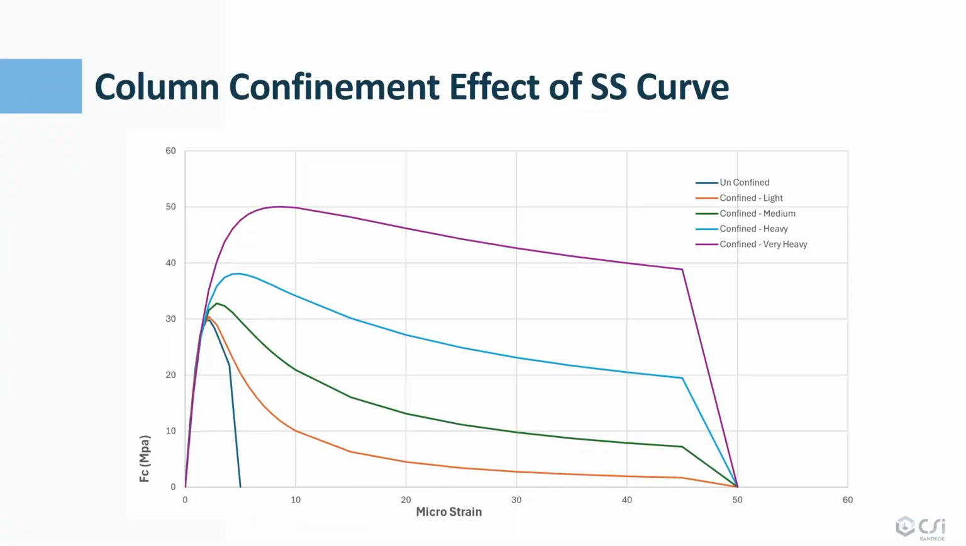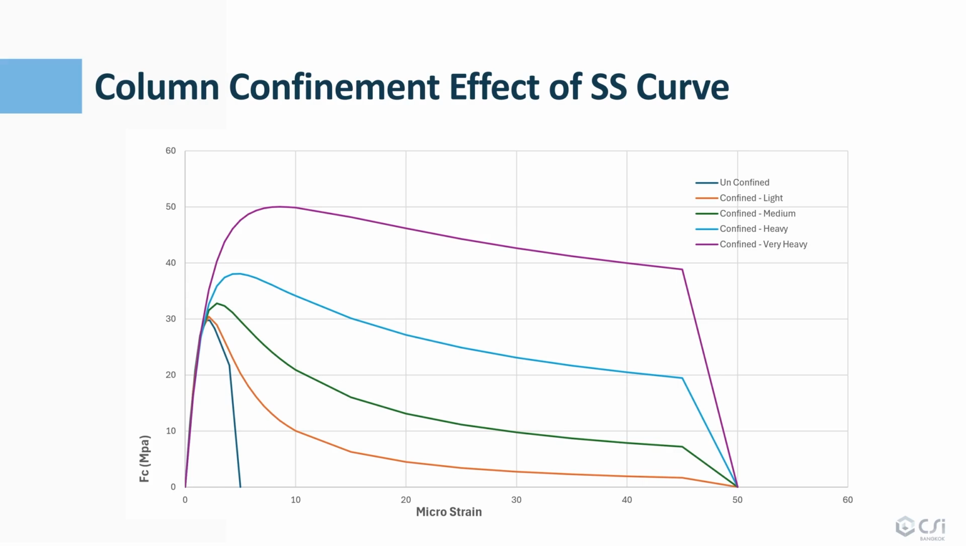So now we can see here the confined column, unconfined, light, heavy, very heavy. You can actually plot the moment curvature and the stress-strain curves. You can plot them all. This is the actual stress-strain curve modified by confinement, on the same plot, so you can see the difference between them. This is an arbitrary limit set here.